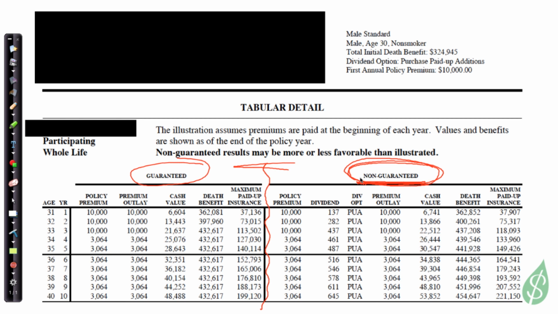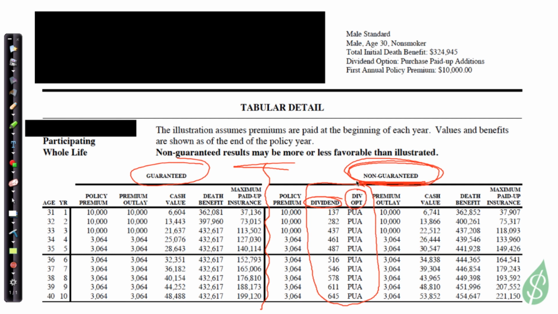And I'll just tell you right now, let's talk first. What makes these two columns or two sides of the page different? The difference between the guaranteed and the non-guaranteed is this right here. It's the dividend that you're going to receive and the dividend option.